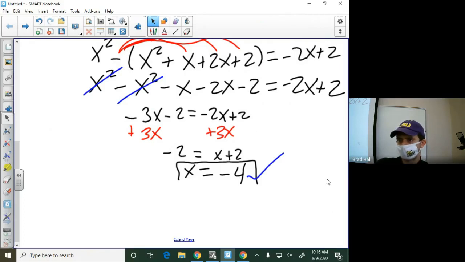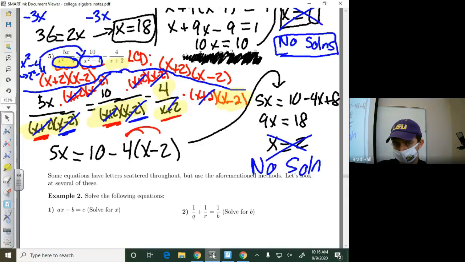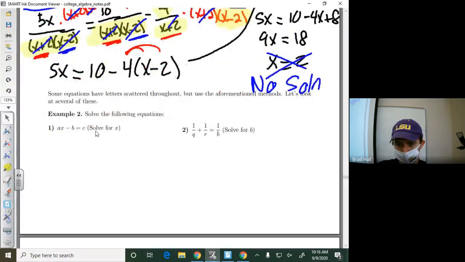Does anyone have any questions about this before we move on? So I believe 2 word problems. So we're gonna switch back. Oh yeah, the symbolic stuff.